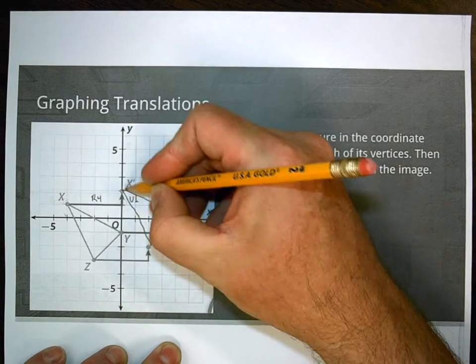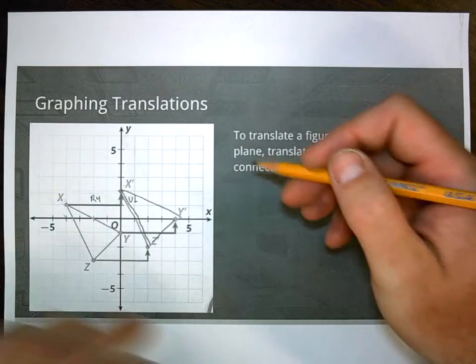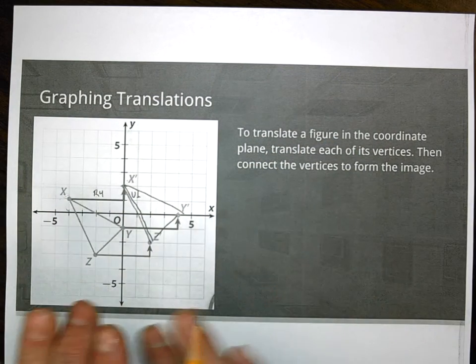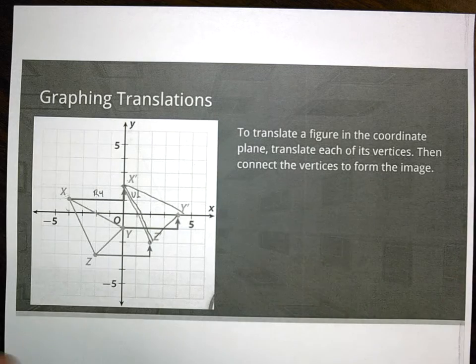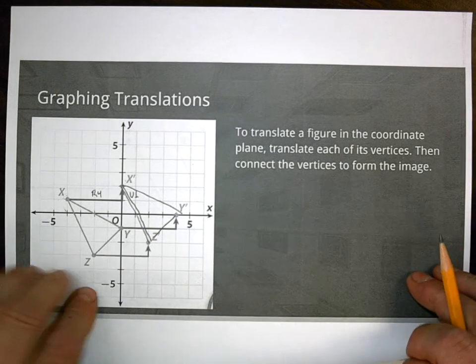Bam, that's a horrible line there. So when I'm done, the two are the same. They're the same size, same shape, same orientation, they just change places. All right, write down those notes.